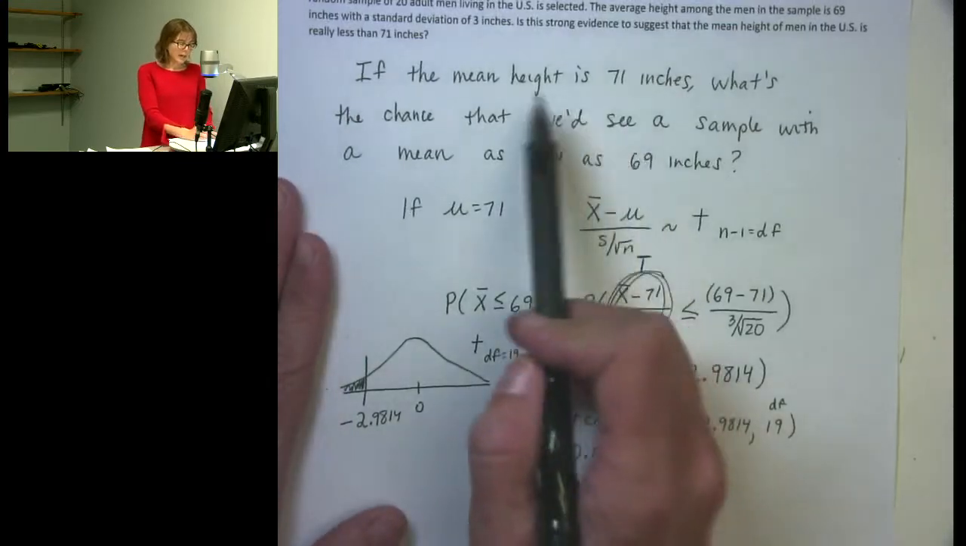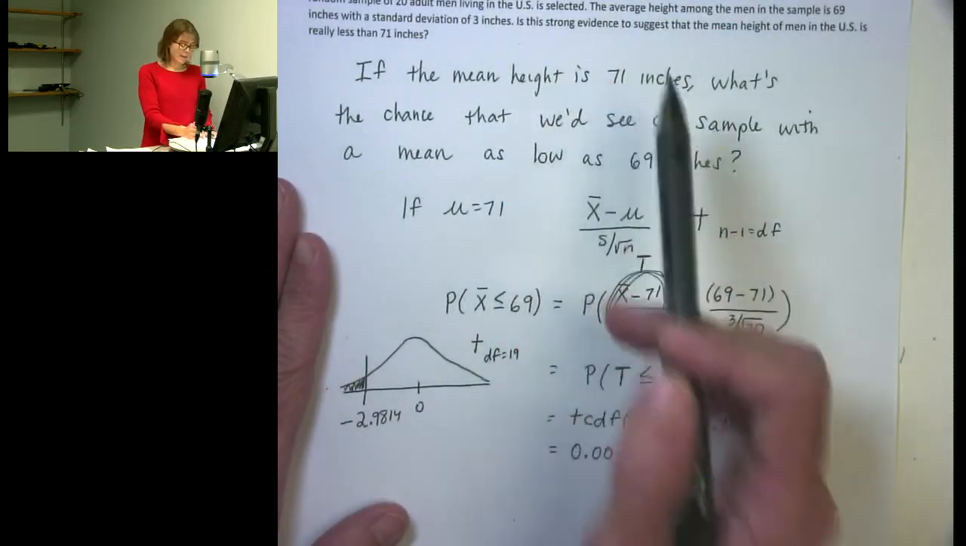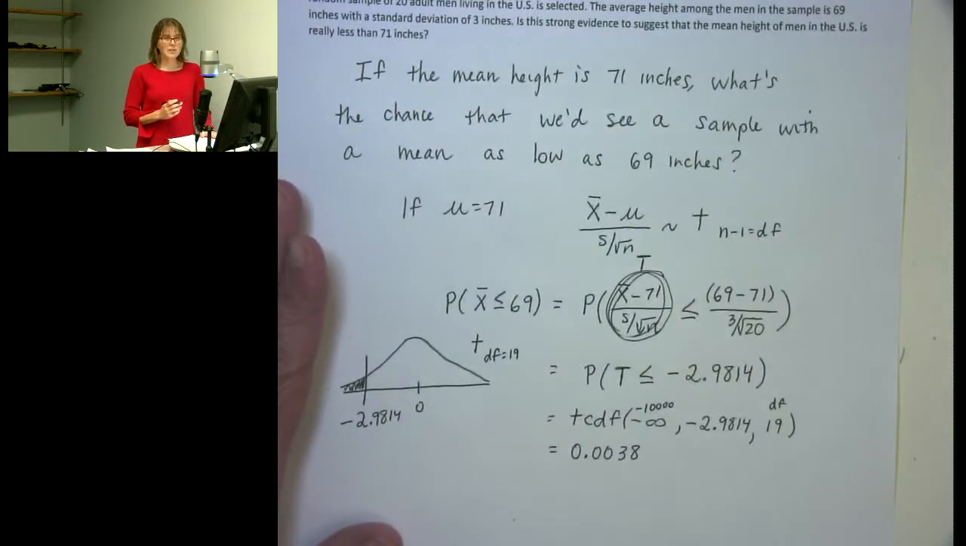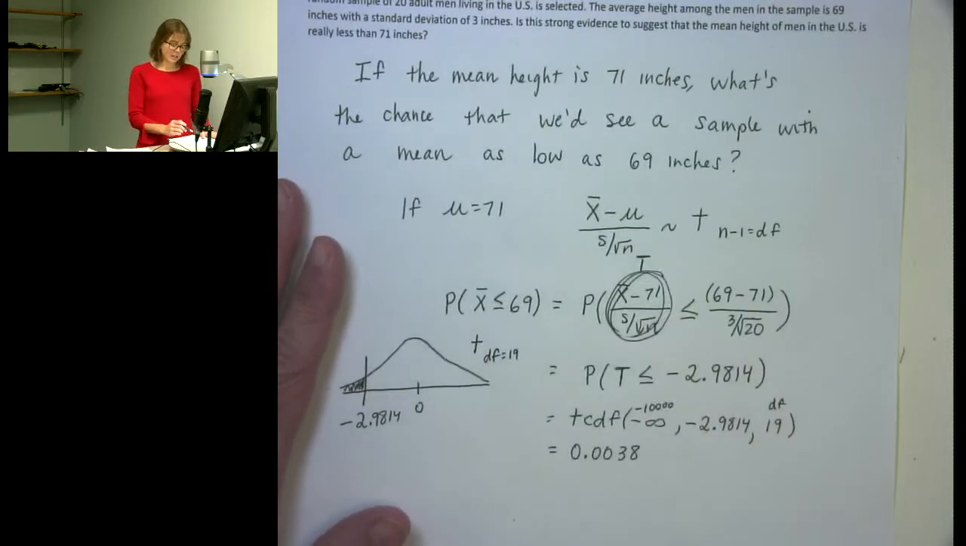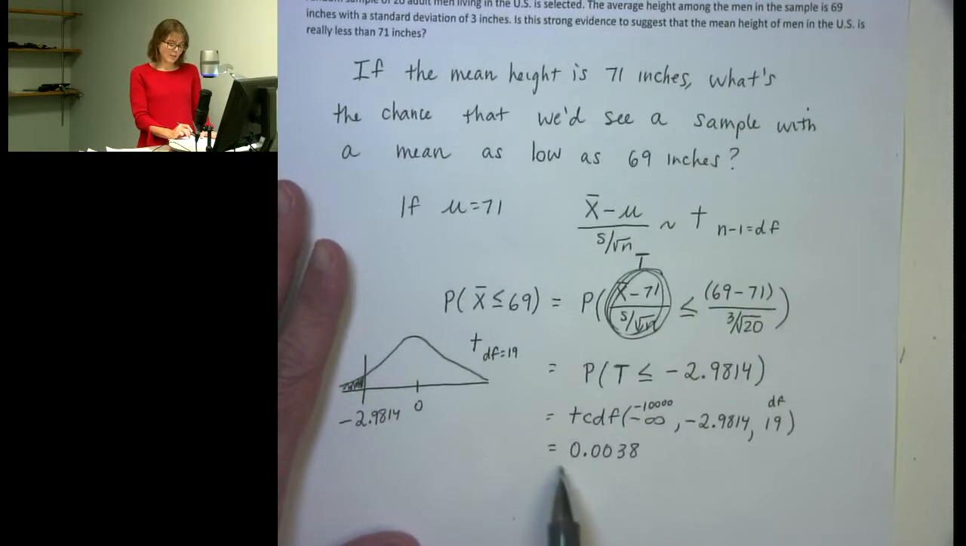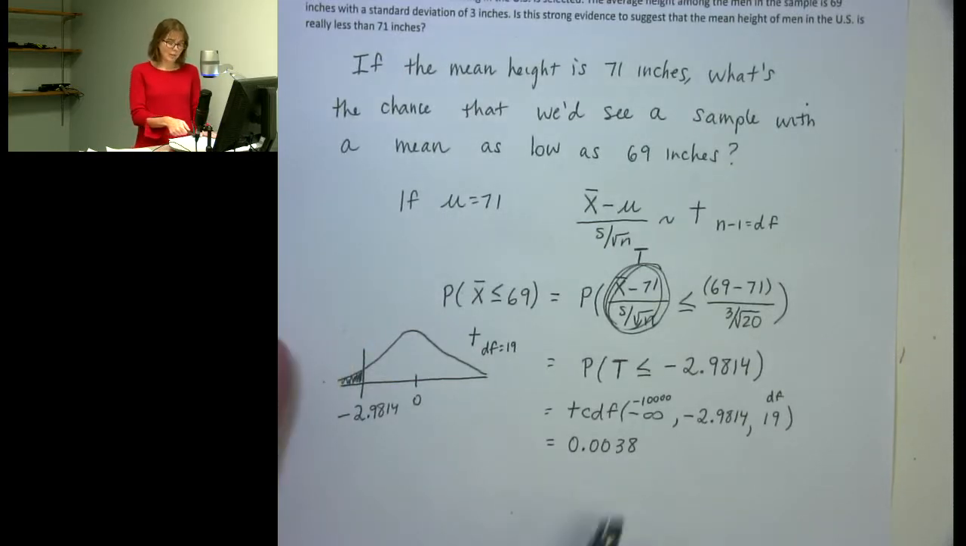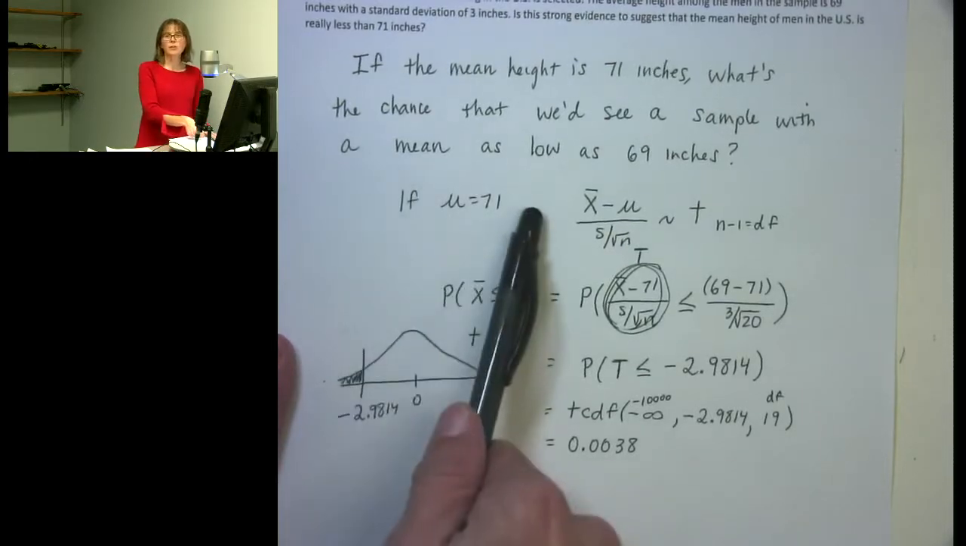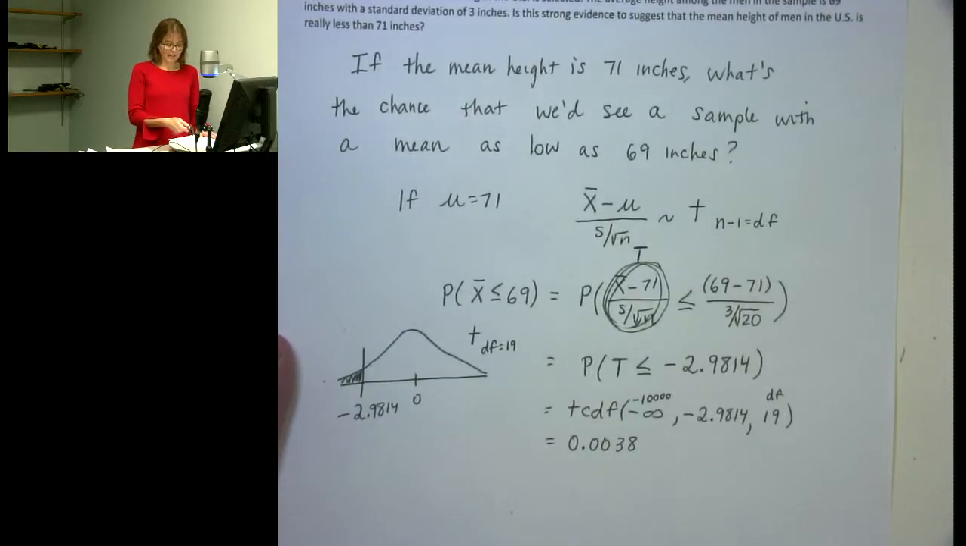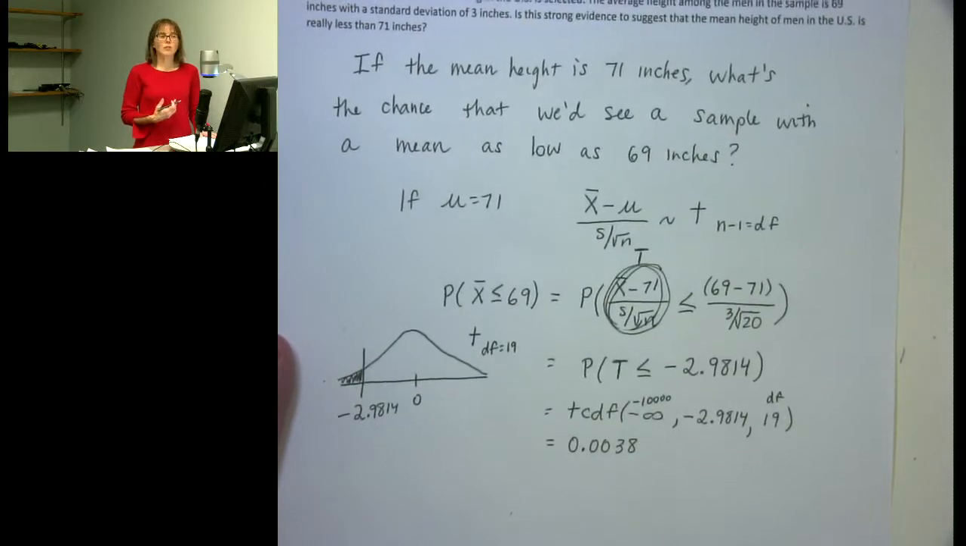So if the true mean height in the population of all U.S. men is 71 inches tall, the chance that we'd get a random sample of 20 men in the United States that would have a sample mean of 69 inches or smaller is only 0.0038. So it would be very unlikely that we'd see a sample mean like this if really the true population mean is 71 inches tall. And since that is what we actually saw, there are kind of two possibilities. Either we saw something that was very, very unlikely, or this claim is not true.